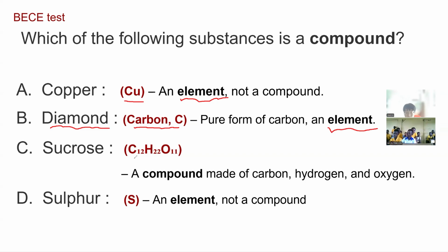Sucrose, however, is made out of 12 carbons, 22 hydrogens, and 11 oxygens. You don't need to memorize it entirely, but you can see sucrose is made out of one, two, three types of atoms. So that is why sucrose is a compound. And finally, sulfur is just S, one type of atom. So it is an element, not a compound. So that is why sucrose, C, is correct. I hope this makes sense for everyone.